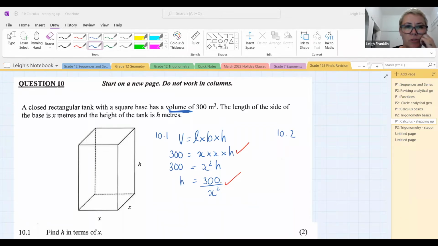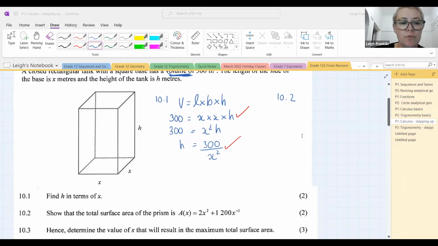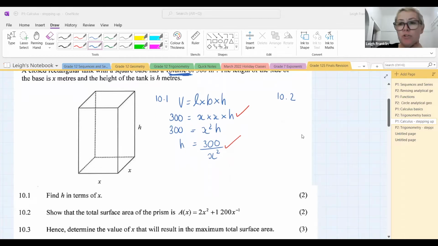Go for it, Butcher. Paul, you're welcome to unmute and ask. I'm sorry, ma'am, but I was wondering what was 10.2's question because I can't see it on the screen. Oh, no, sorry. I've moved it off. So they want us to show that the total surface area of the prism is A of x equals 2x squared plus 1,200x to the power of minus 1. That's what they want us to show.